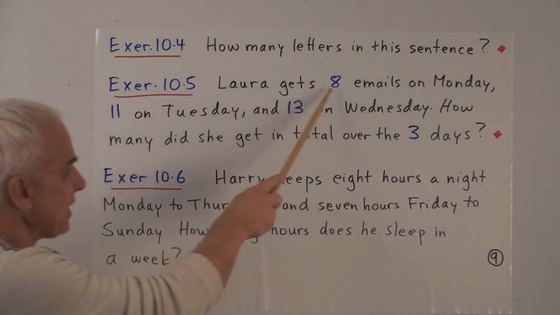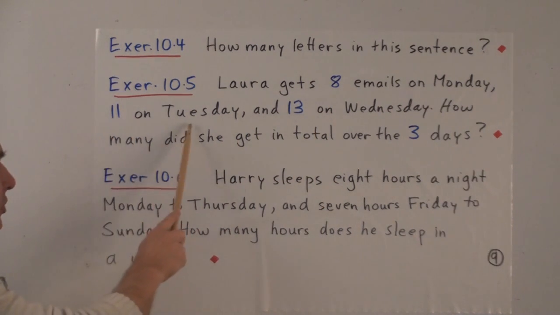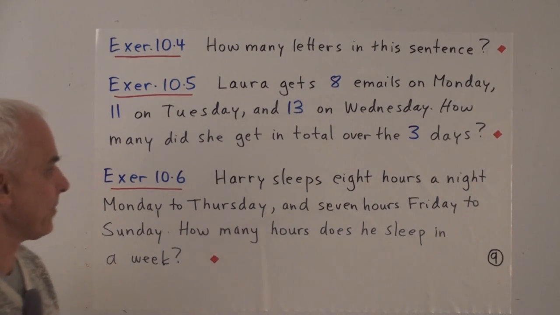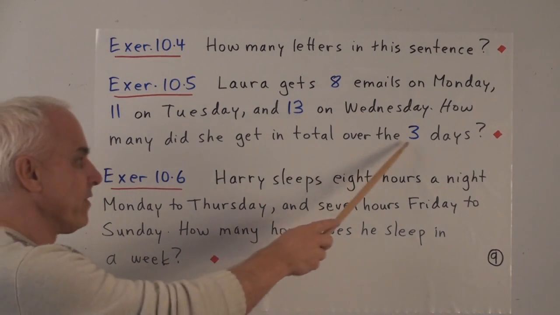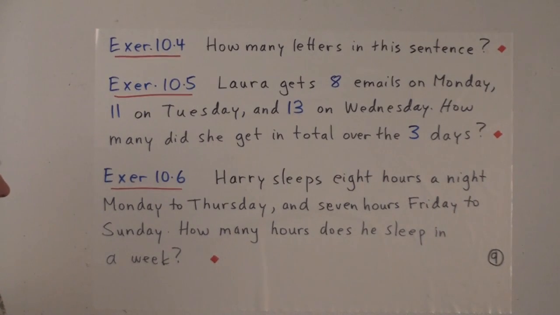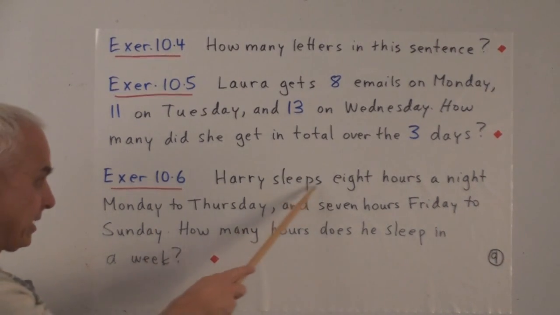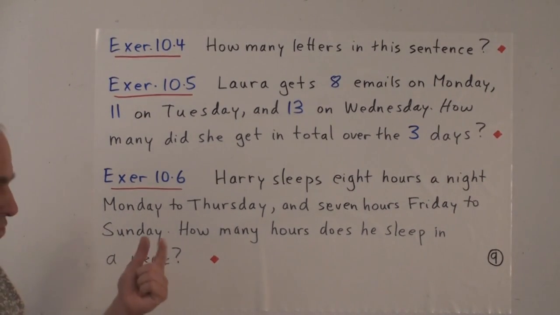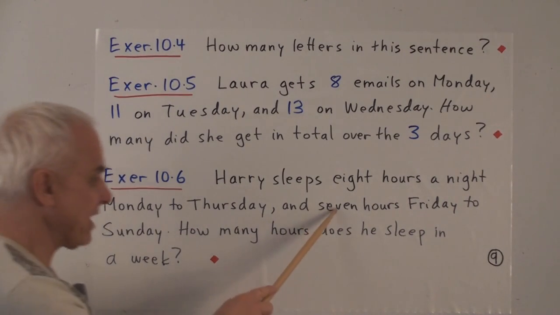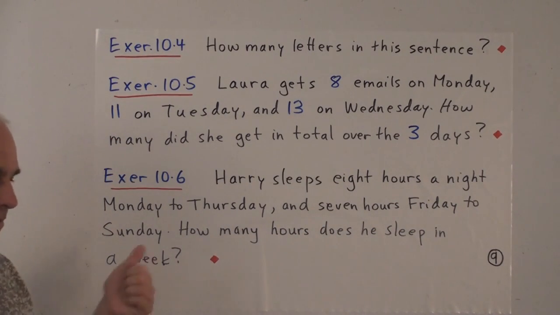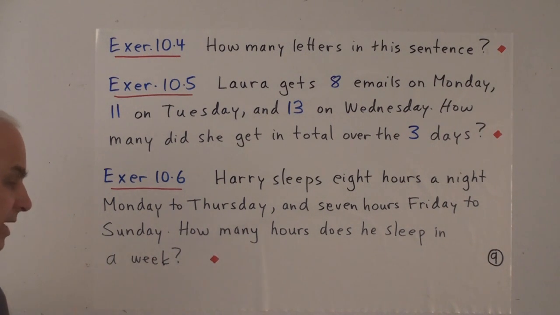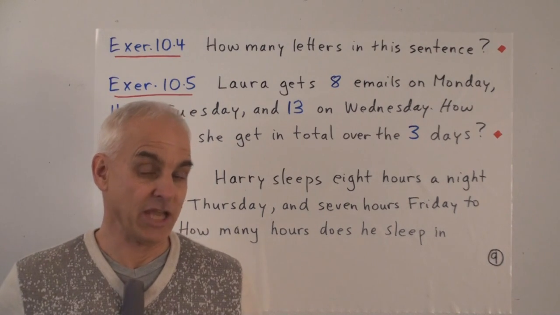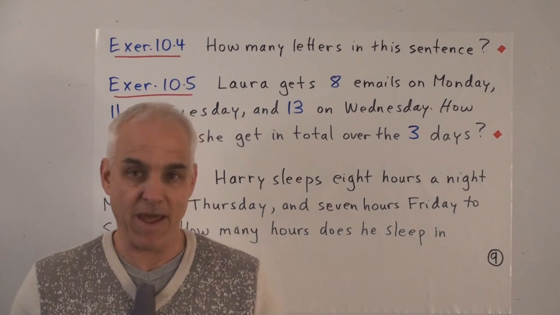The next one, Laura gets 8 emails on Monday, 11 on Tuesday, and 13 on Wednesday. How many did she get in total over the 3 days? And finally, Harry sleeps 8 hours a night, Monday to Thursday. So on Monday, Tuesday, Wednesday, Thursday night, he sleeps 8 hours. And 7 hours Friday to Sunday. Friday, Saturday, and Sunday, he sleeps 7. How many hours does he sleep in a week? So a chance for you to practice writing down some mathematics.